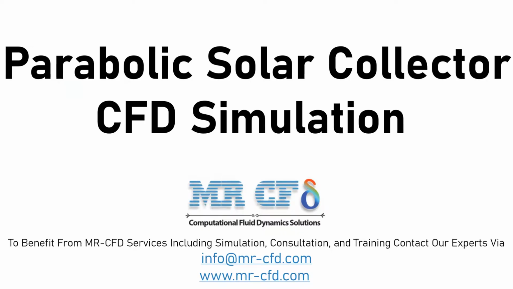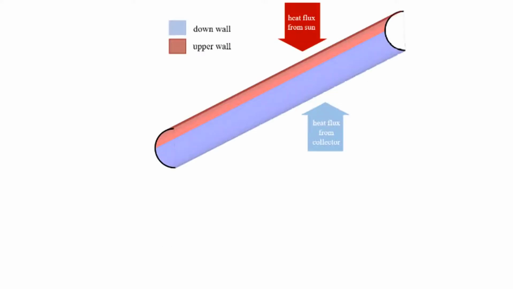The present study deals with the heat transfer within a pipe carrying water flow in a parabolic solar collector. The present model is designed in 3 dimensions using Design Modeler software.